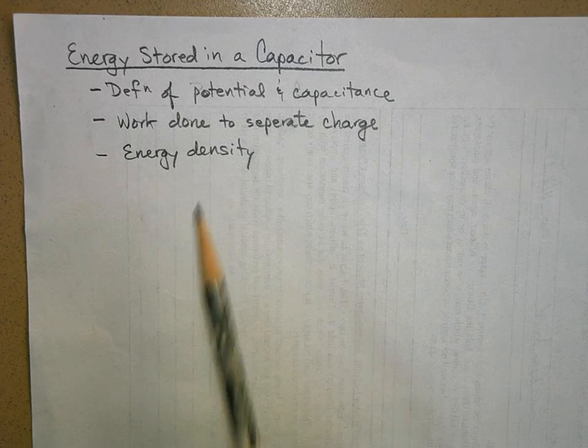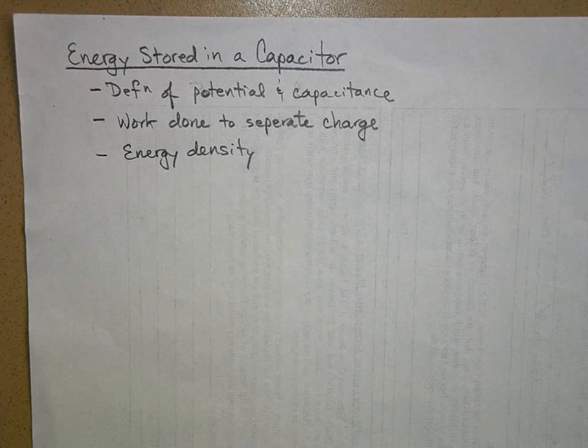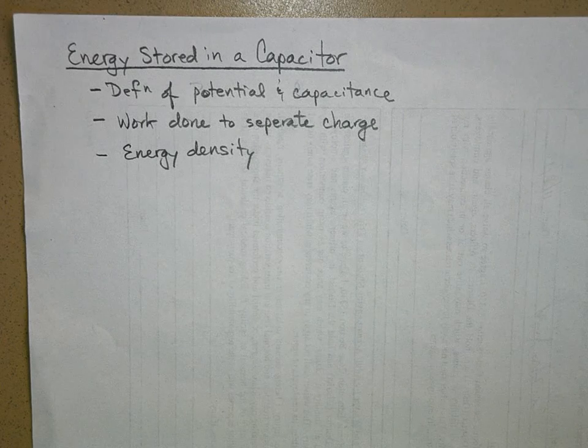Then we're going to talk about this thing called energy density. When you create an electric field, you are essentially storing energy in the space. So how much energy do you have per cubic meter of space? And that's what we mean by energy density, the energy per unit volume of the space that's between, like, the plates of a capacitor.